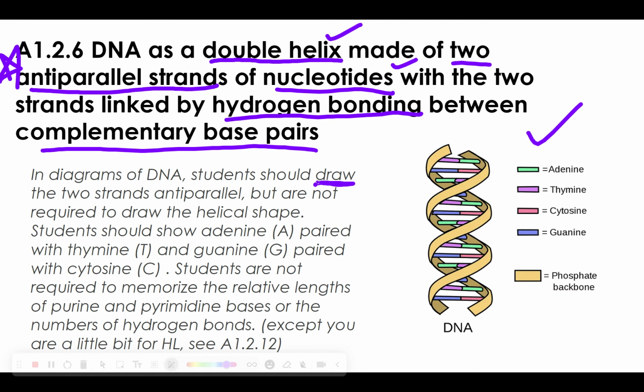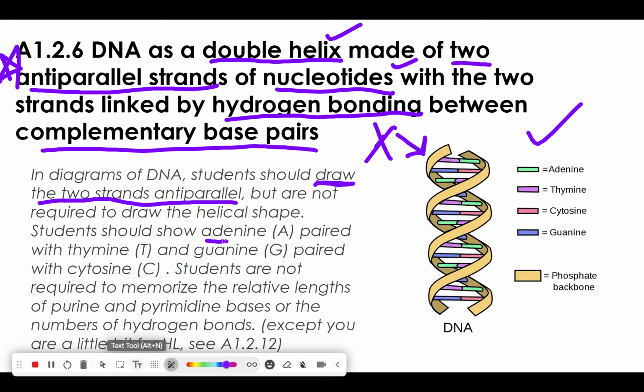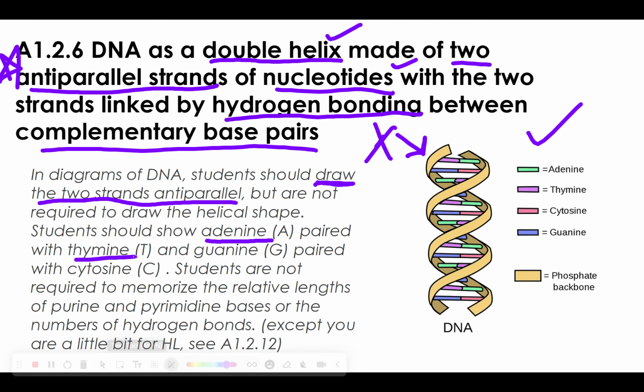This is something you need to be able to draw. The two strands anti-parallel, again, we'll go over how to do that, but you are not required to draw the helical shape. So you can draw it flat, not all twisted up like this. Students should show adenine paired with thymine and guanine paired with cytosine. Students are not required to memorize the relative lengths of purine and pyrimidine bases or the number of hydrogen bonds, except you are a little bit for HL. We'll get into that in the HL video if you're in the HL course.